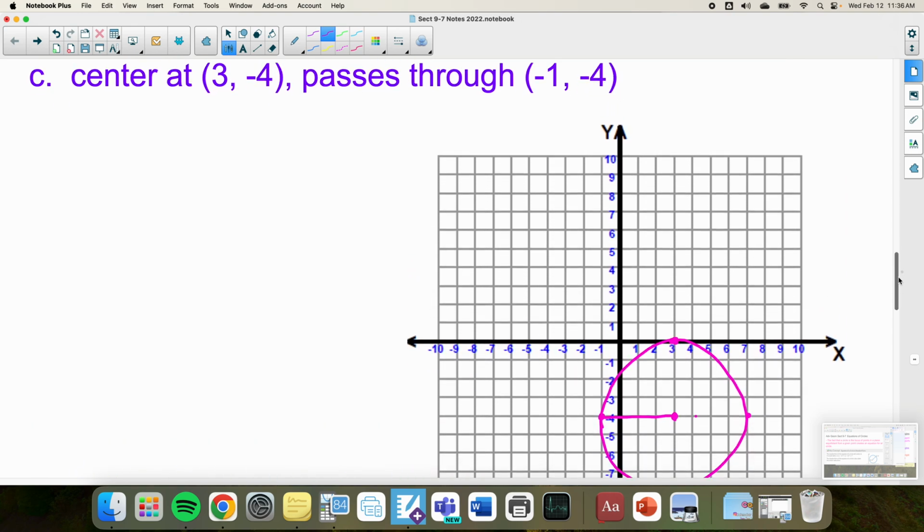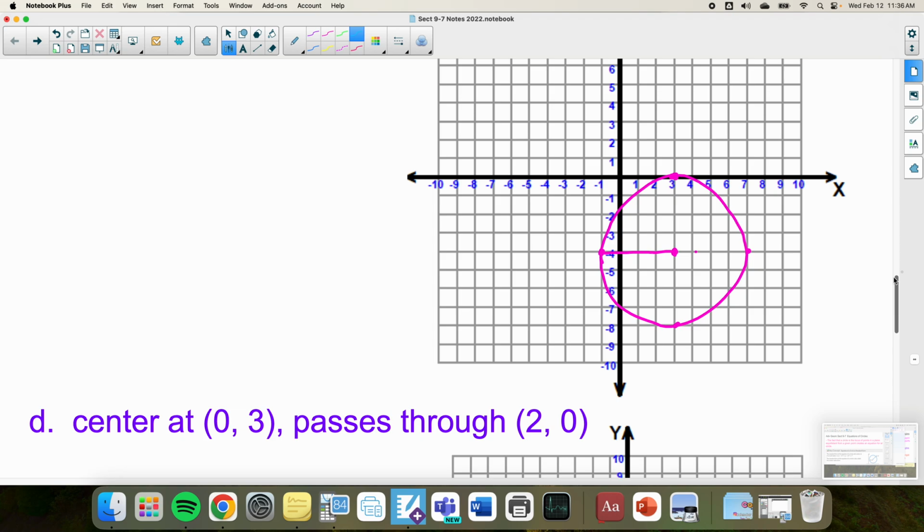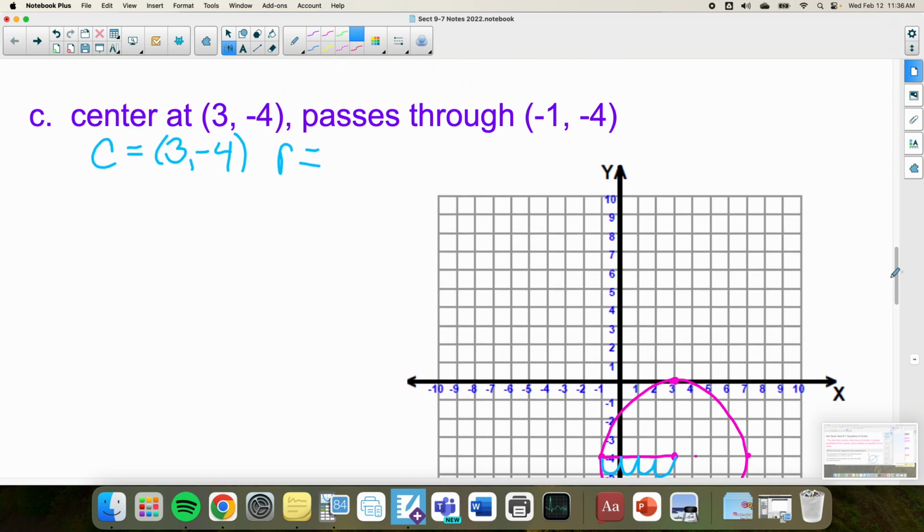Now, what you need from this to write the equation is you always need your center, which is 3, -4, and you always need the radius. The radius, we would just count, and you can either count how many of these segments do you have, or you could do loops, 1, 2, 3, 4. So my radius is 4. Now I can go ahead and write the equation because I know the center as well as the radius.